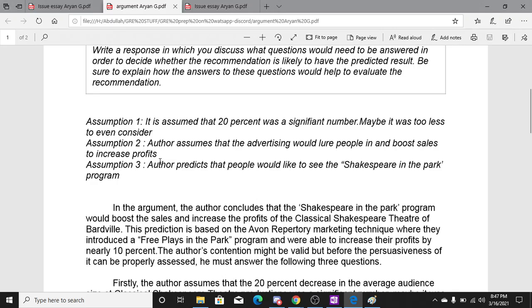What if it's a total backfire? What if people don't even bother going out in parks in summer, that kind of thing? The third one, author predicts that the summer people would like to see the Shakespeares in the park program again. Yeah, what if people don't even care what's going on in the park?